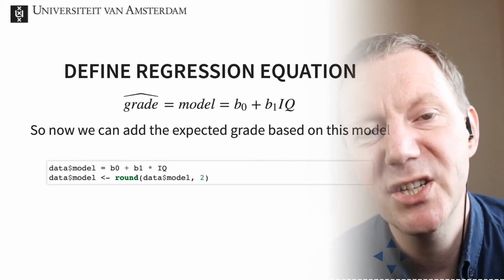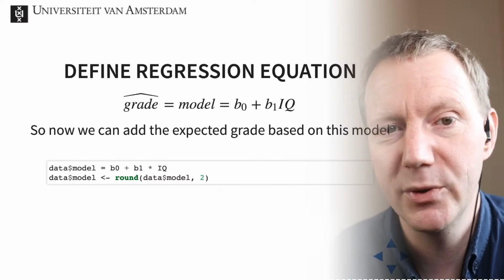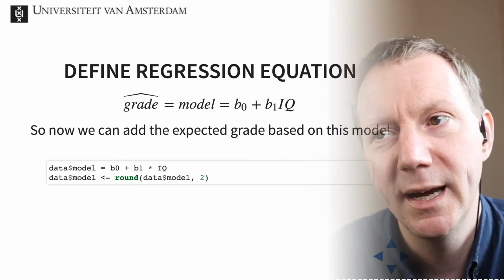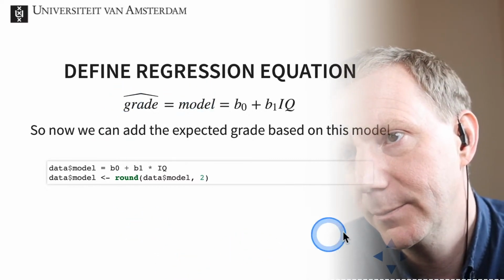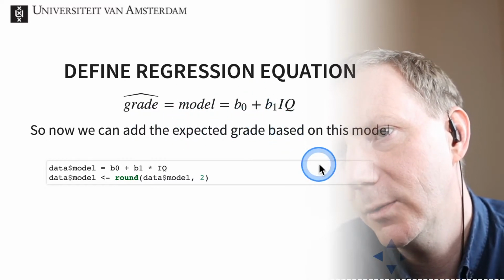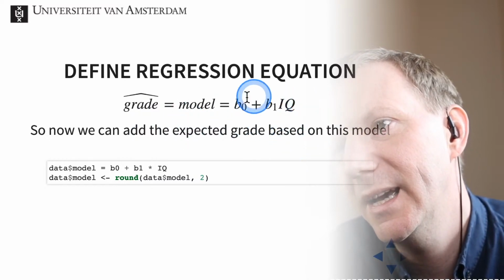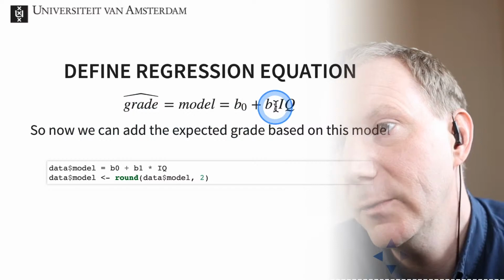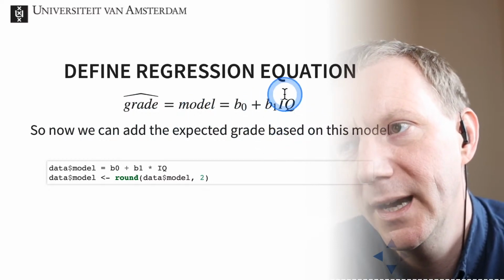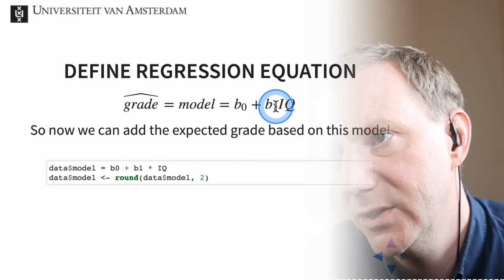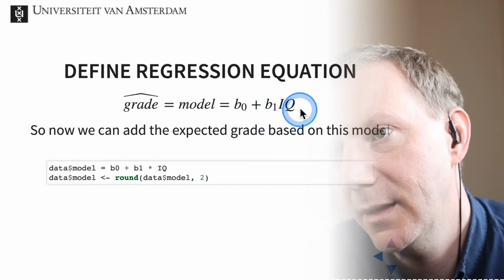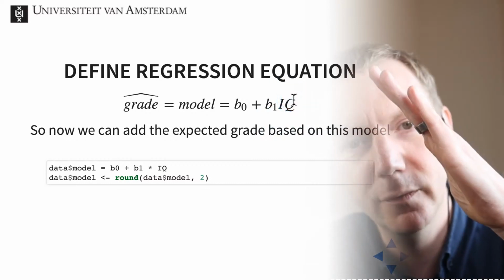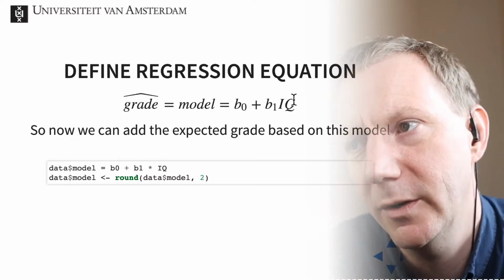So we're doing regression analysis to determine if we have predictor variables that actually explain the outcome variable. And in this case, our outcome variable is grade. And the question is, can we explain grade by IQ? And if the beta 1 is significant, then that indicates that IQ is a variable that has a strong relation, and if it's positive, of course, a strong relation with the outcome variable.